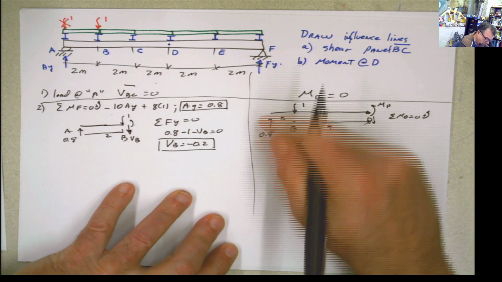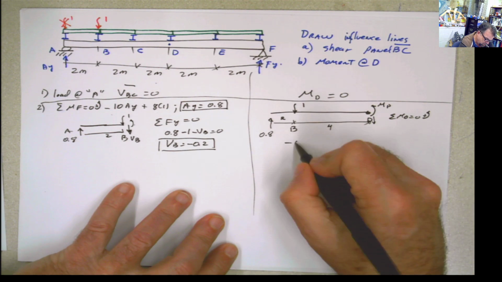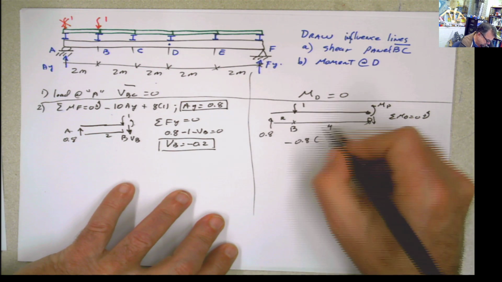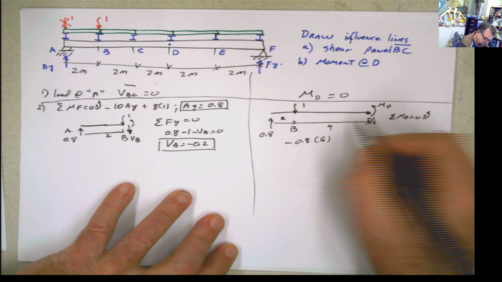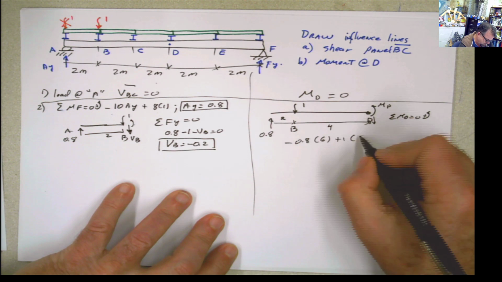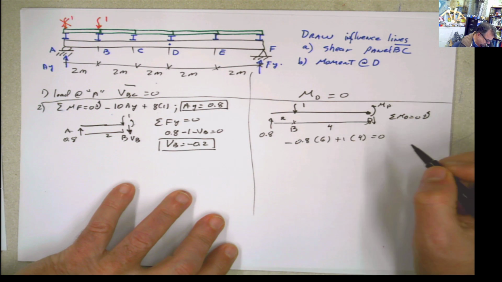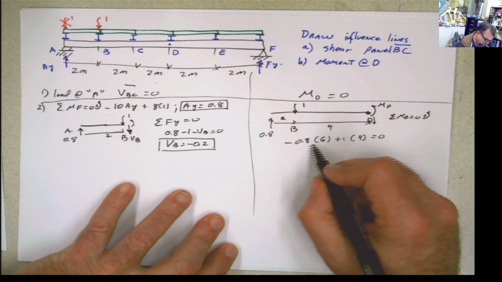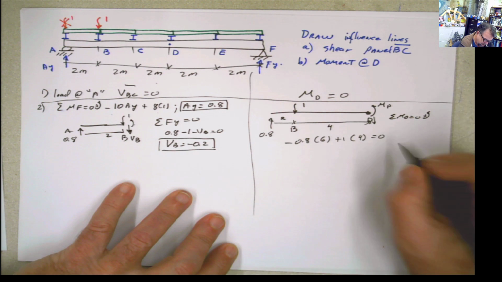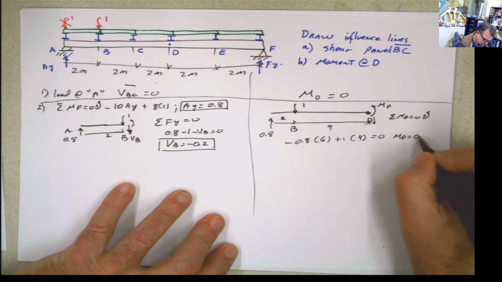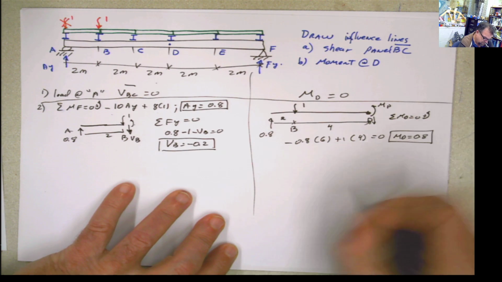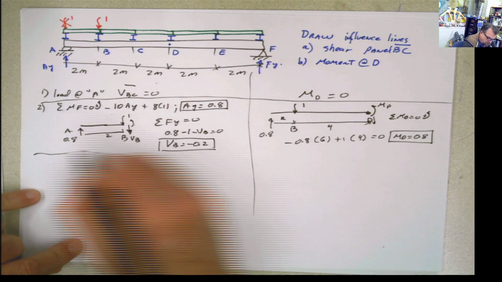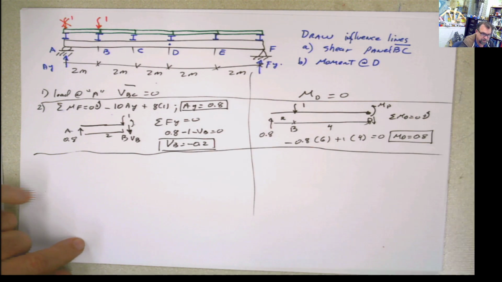then you get negative 0.8 times 6 plus 1 times 4 equals 0, and this is 4.8 minus 4, 0.8, so MD equals 0.8. There you go. Moving the load.